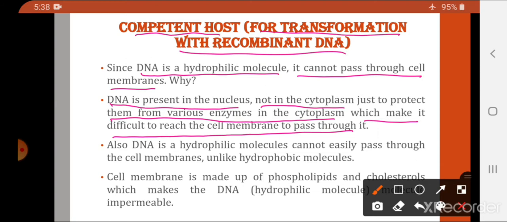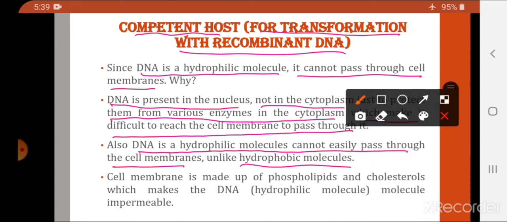Now, where is DNA present, students? DNA is present normally in the nucleus and it is not present in the cytoplasm. Now students, the cytoplasm consists of what? Various enzymes, and these enzymes of the cytoplasm could damage the DNA and hence it is difficult for DNA to cross the cell membrane, because if it reaches the cytoplasm, what will happen? The cytoplasmic enzymes could degrade the DNA. Another reason, DNA is a hydrophilic molecule, it cannot easily pass through the cell membrane unlike a hydrophobic molecule.